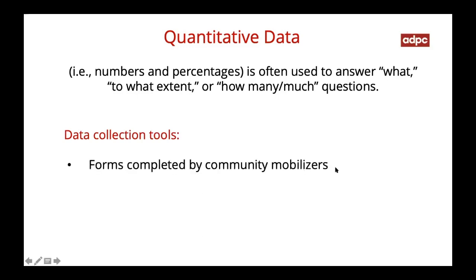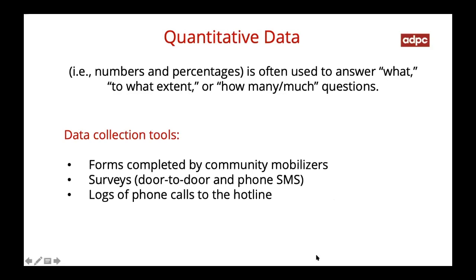Forms completed by community mobilizers, if you're thinking of having people there. Surveys, door-to-door, phone and SMS, so you can tally, oh, we went to so much number of houses, talked to so much people, and these are the results. So those are quantitative data.